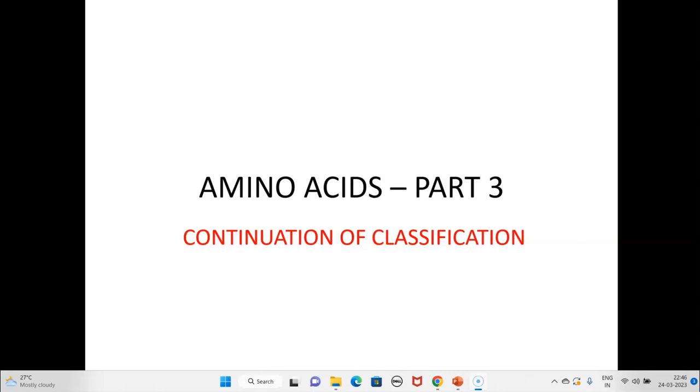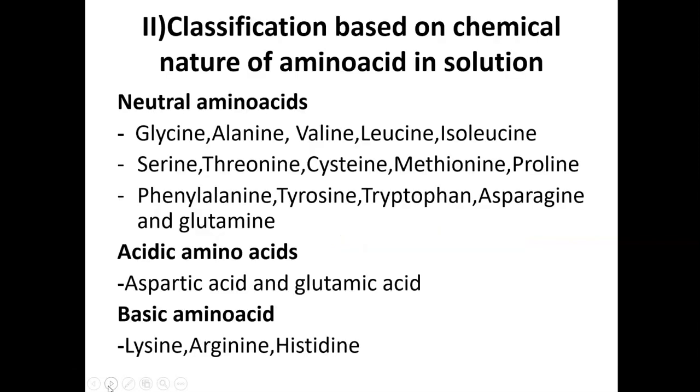Today we are going to discuss amino acids part 3, that means continuation of our classification. Last class we discussed classification of amino acids based on structure. There are 5 types of classification. The remaining classifications we discuss in this topic. So the second type of classification is based on the chemical nature of amino acid in solution.